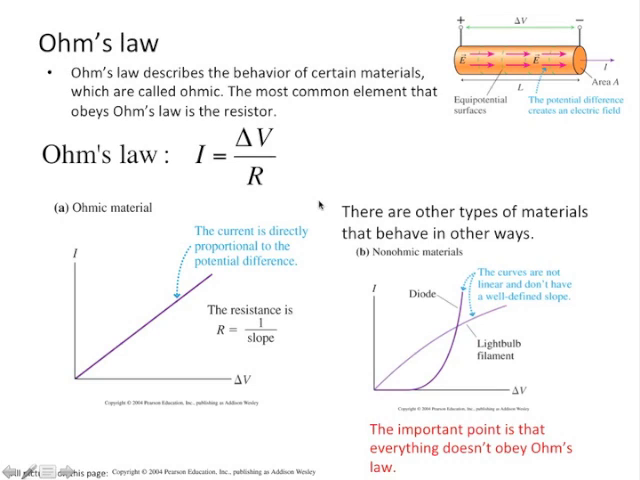There are other types of materials, right? These are non-ohmic materials, and this could be things like a light bulb filament, diodes. There are lots of different kinds of circuits out there, and I don't want you to walk out of introductory physics and think that everything was a resistor, and that's not the case. There are other types of materials that behave in other ways. But if the IV characteristic of an element is linear, then we say that it's ohmic.